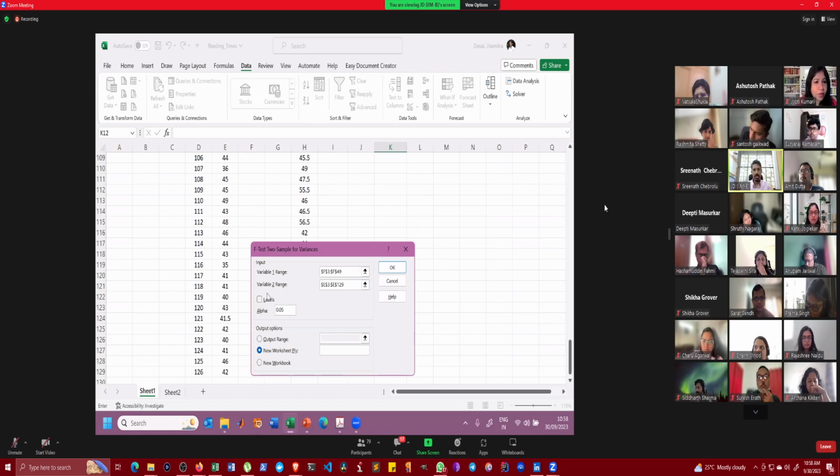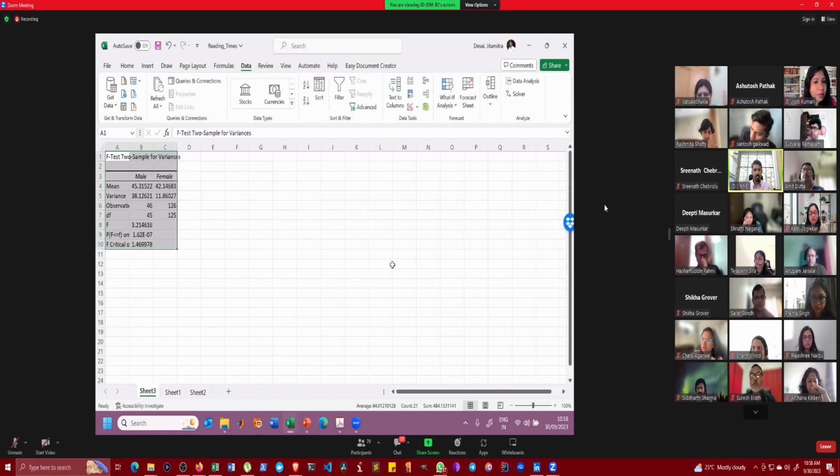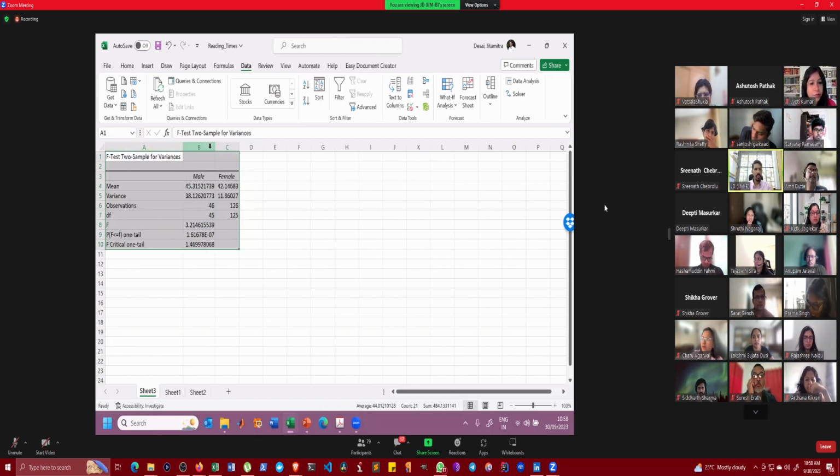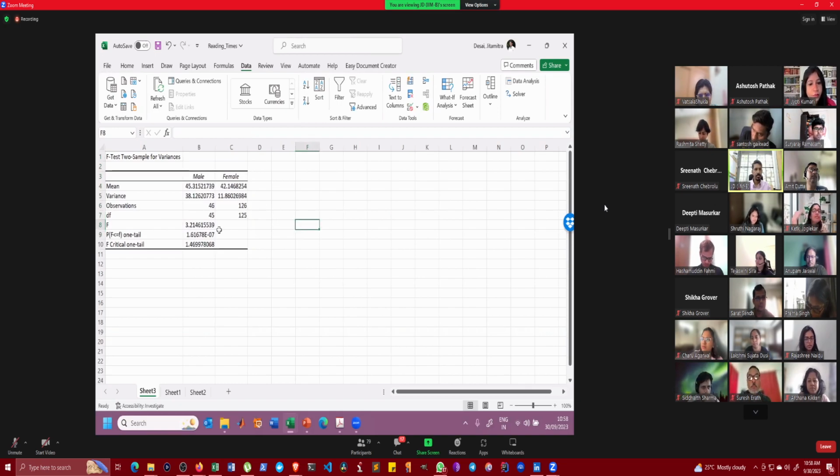I have my labels in the first row, so I will check off that box and click OK. It took male as variable 1 because it had a higher variance. Okay, everybody okay with this?